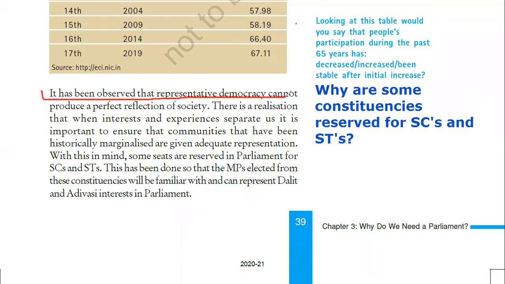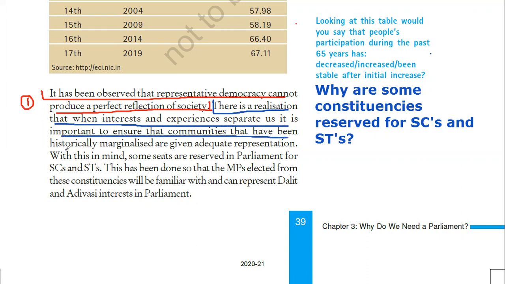It has been observed that representative democracy cannot produce a perfect reflection of society. Point number 1. There is a realization that when interest and experience separate us, it is important to ensure that communities that have been historically marginalized are given adequate representation. Point number 2.